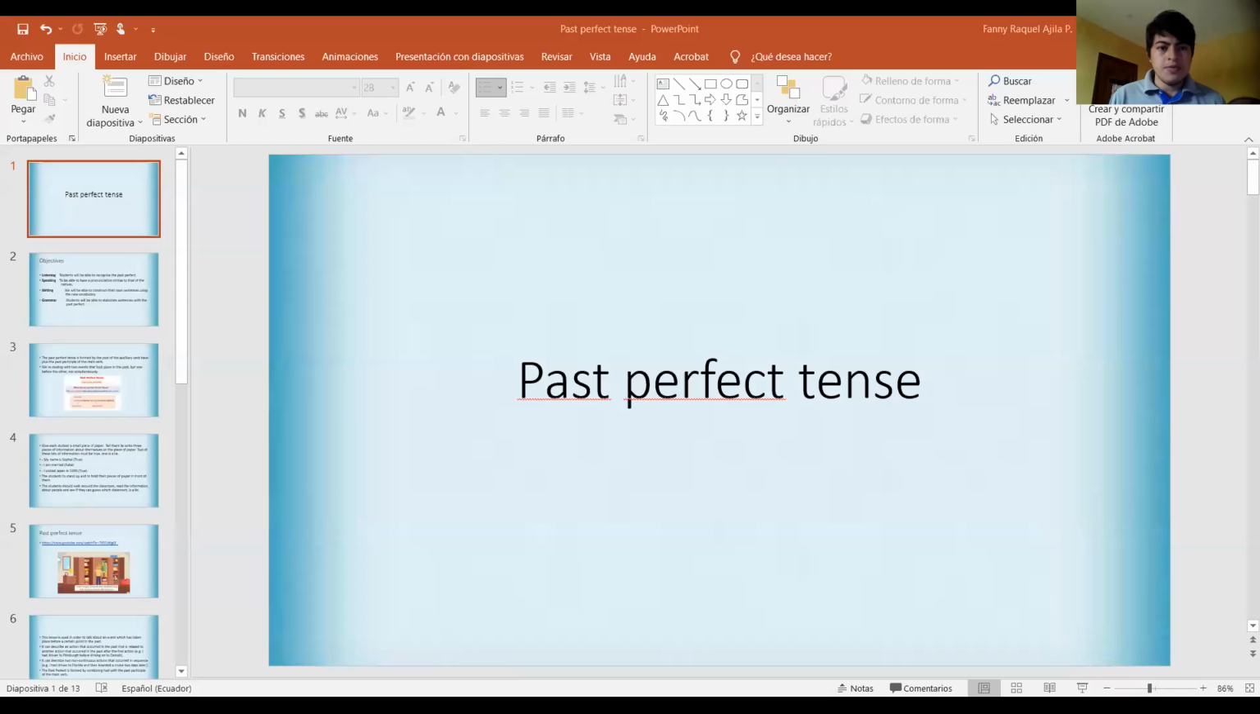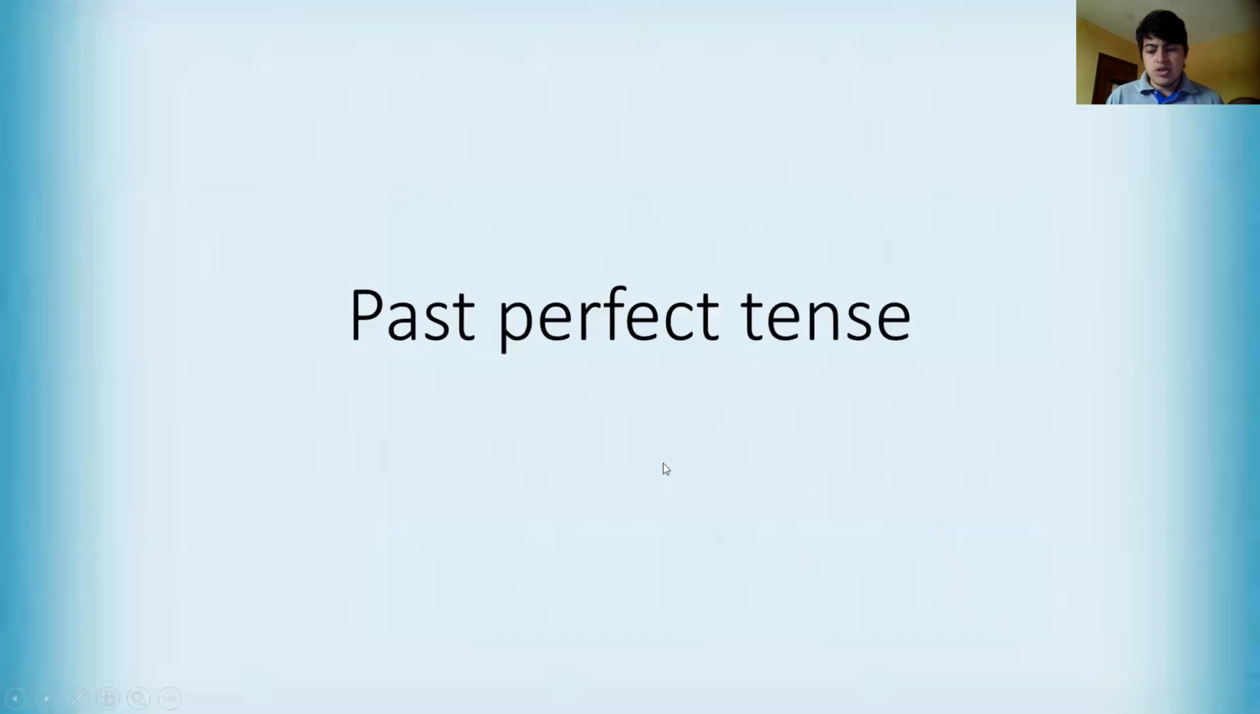So I'm going to show you some slides to begin class. Today we have the topic past perfect tense. The first thing I want to do is to introduce you the objectives of this class.